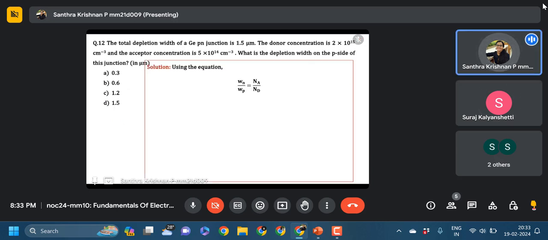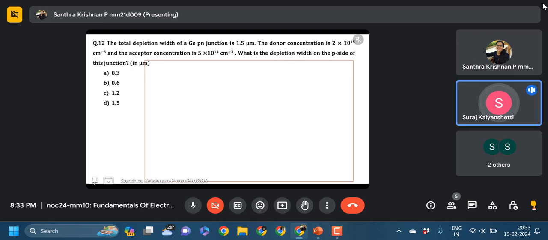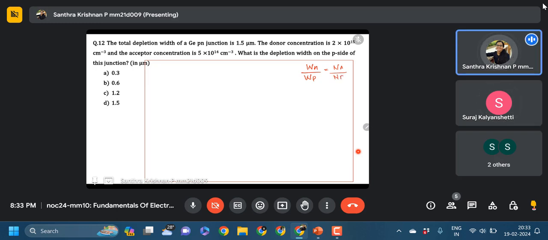So next, the total depletion width of a germanium PN junction is given, donor concentration is given, acceptor concentration is given, and we need to find the depletion width on the P side alone. We have this thing, right? Wn by Wp is equal to Na by Nd. The thing is, here they have given the total W, not the split one.